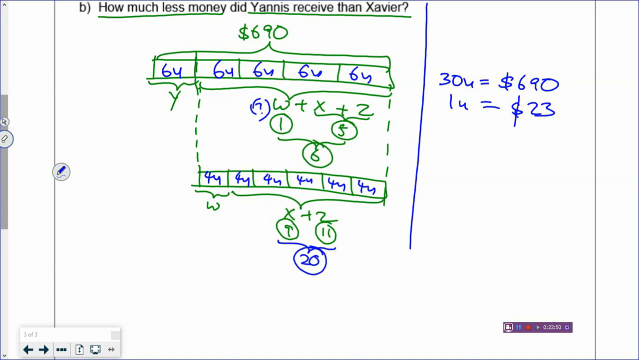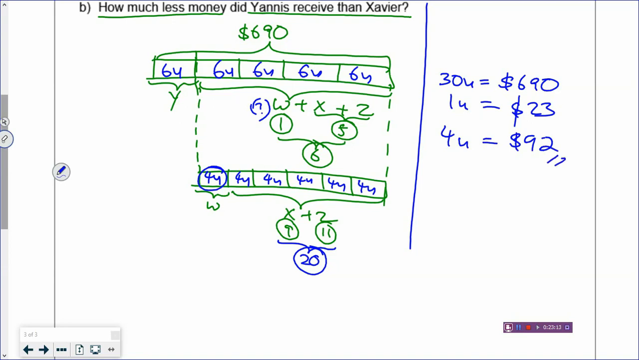So can you find how many Willie has? How many units? Well, Willie is here. Willie has 4 units. So 4 units will be 23 times 4, which is $92. So Willie has $92, and you got your part A already.